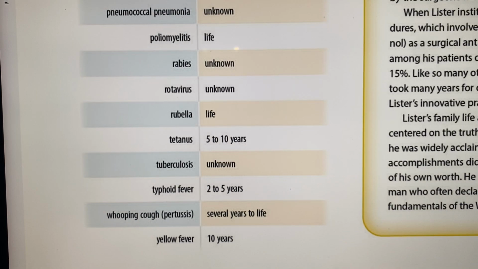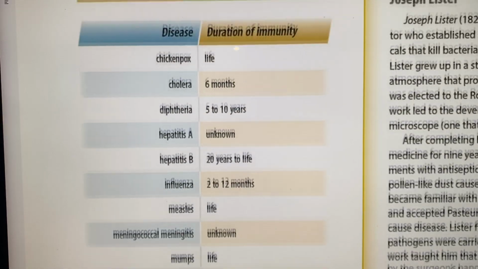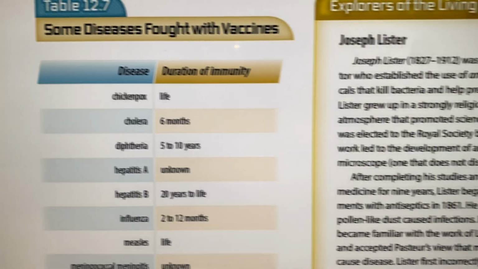rotavirus, rubella, a type of 3-day measles. Tetanus, 5 to 10 years. Tuberculosis, typhoid fever, 2 to 5 years. Whooping cough, and yellow fever. So let's go to Joseph.